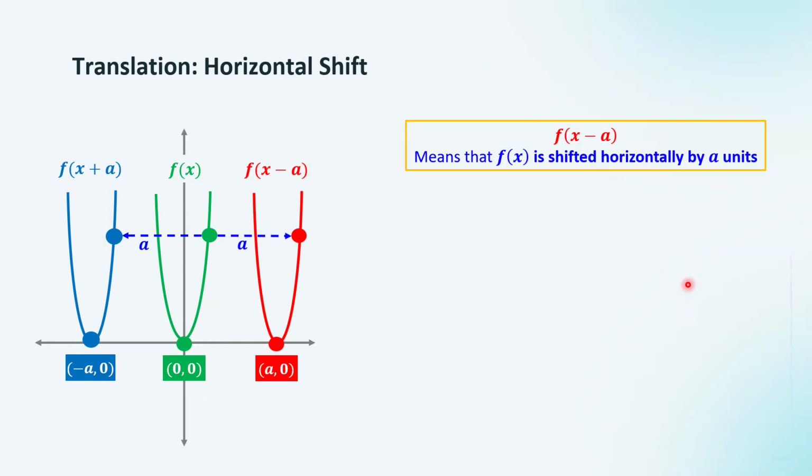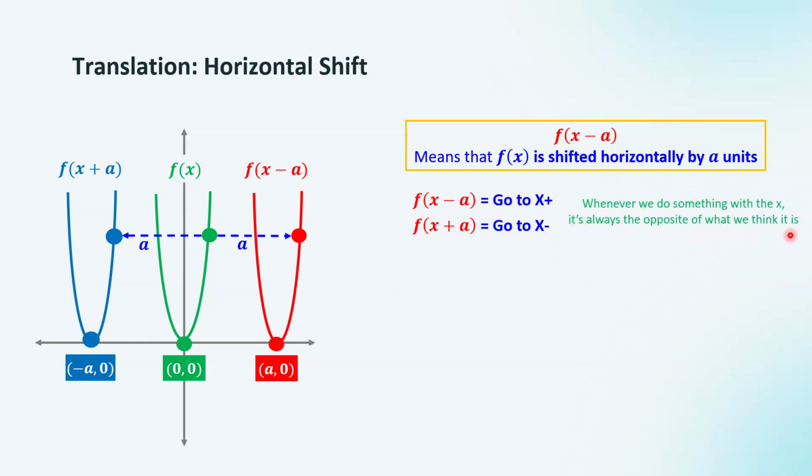Right, now let's try to make a conclusion. If we have f(x minus a), that means it's going to be shifted horizontally by a units. And remember, if it's minus, we go in the x positive direction. If we have x plus a, we go in the x negative direction. Remember that a should be a positive number, okay? And then, we also need to remember that whenever we do something with the x, it's always the opposite of what we think it is. This sentence is going to be very useful when we are talking about the horizontal stretch, as we will see later on.